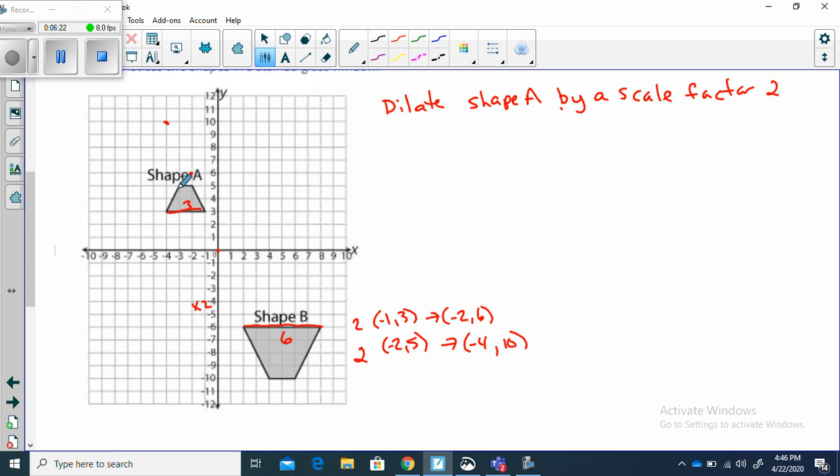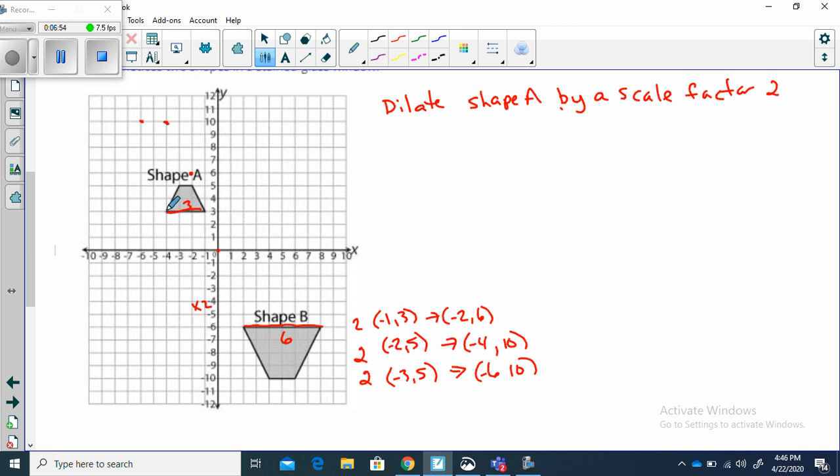Let's get this point here. This point is at -3, 5. If I've got -3, 5, let's multiply it by 2, dilate it by a scale factor of 2. 2 times -3 gives us -6. 2 times 5 gives us 10. -6, 10. -6, and here's our 10 right there. -6, 10. All right.